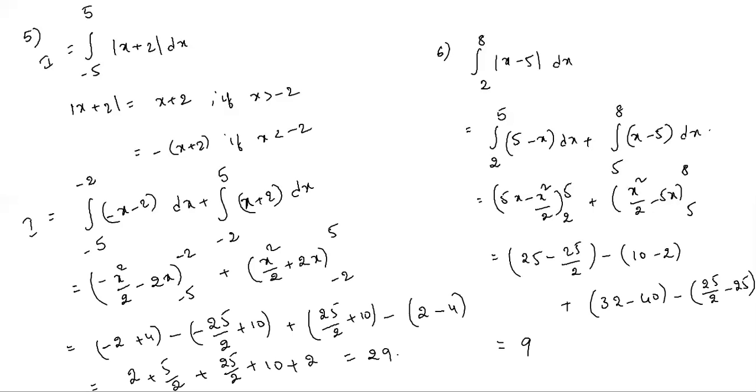Next, seventh one, integral 0 to 1 x into 1 minus x whole power n dx. So we cannot integrate directly this one, so apply a minus x property. So a minus x is 1 minus x. In place of x, we have to write 1 minus x. 1 minus 1 minus x whole power n dx.